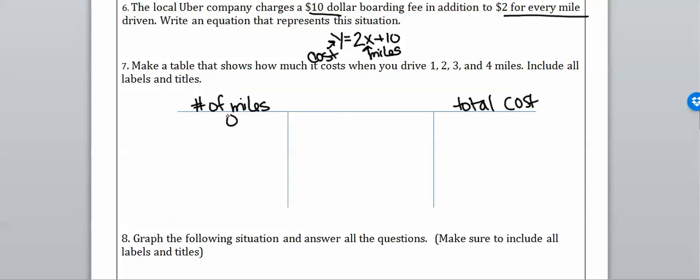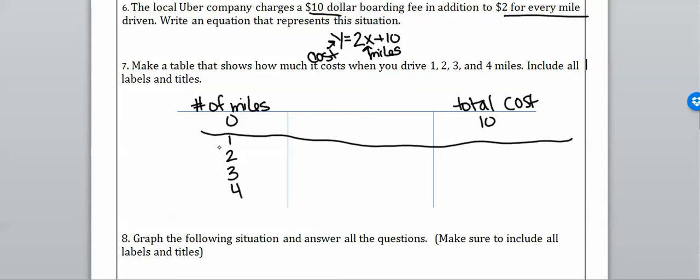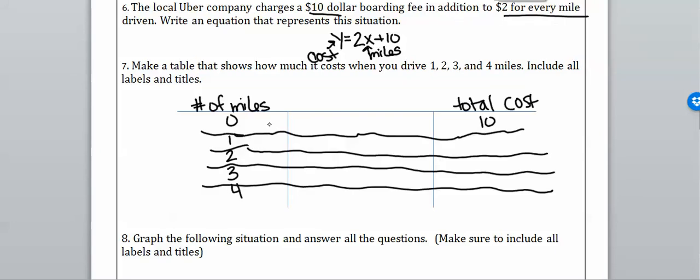So let's even do 0, 1, 2, 3, 4, just because that way we know that we have our 0 term of 10. And I'm going to make a line. Okay, so I know that it's 2 times 0 plus 10 gave me 10, and that was my y.